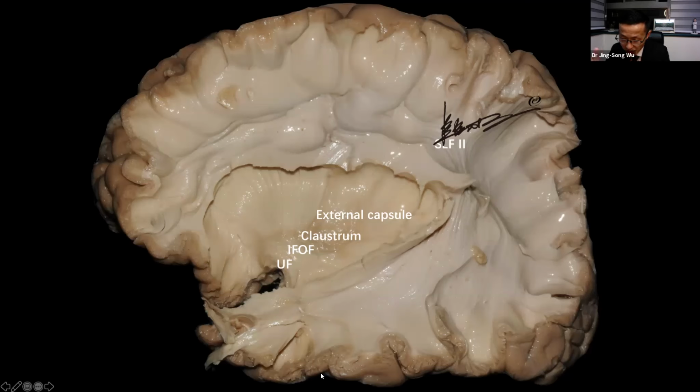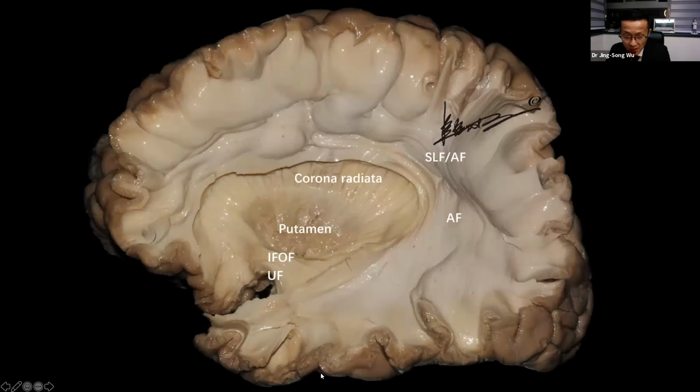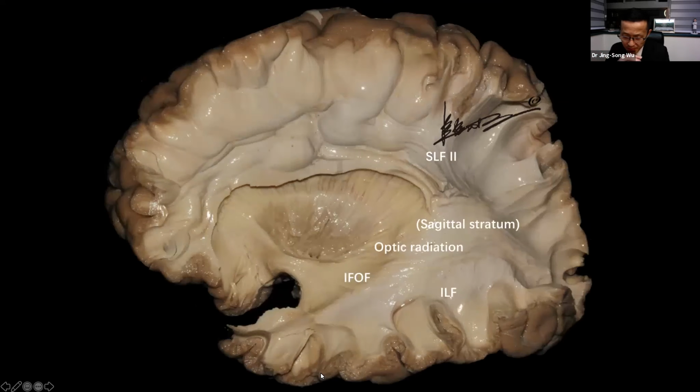The external capsule is also called the temporal stem at the level of the inferior limiting sulcus. So on this photo, you can identify the corona radiata, putamen, IFOF, as well as the uncinate fasciculus. It also includes the anterior commissure and the optic radiation, which extends backward to the sagittal stratum.